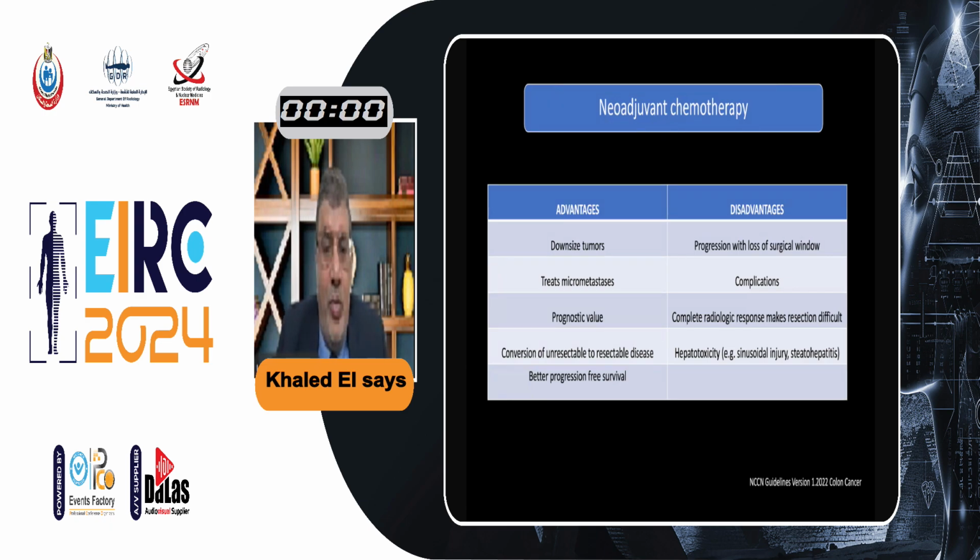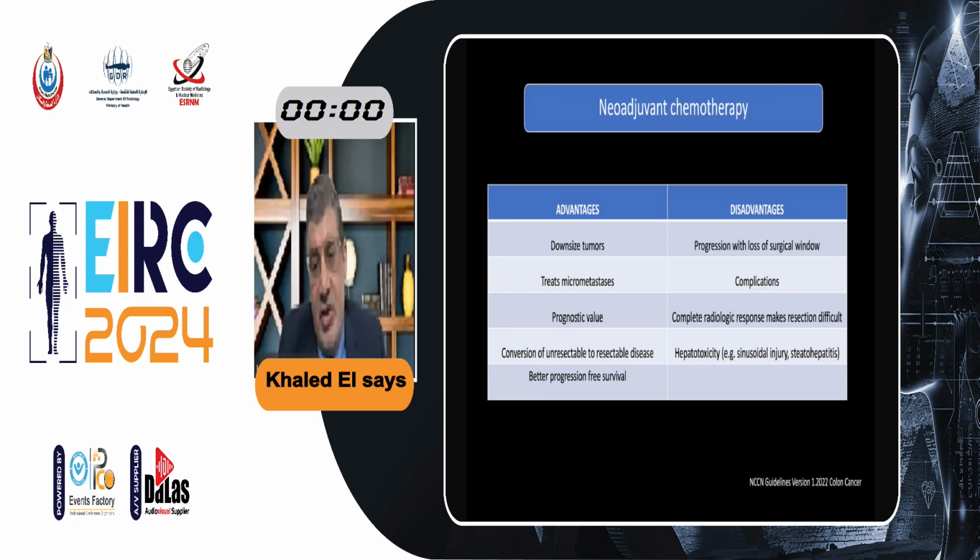So what are the advantages and disadvantages, the pros and cons of chemotherapy? The advantage is that you downsize the tumor, so you can downsize the metastases. It can treat micrometastases, has better prognostic value, increases the prognosis and the survival for these patients, allows conversion of unresectable to resectable disease, and gives better progression-free survival.